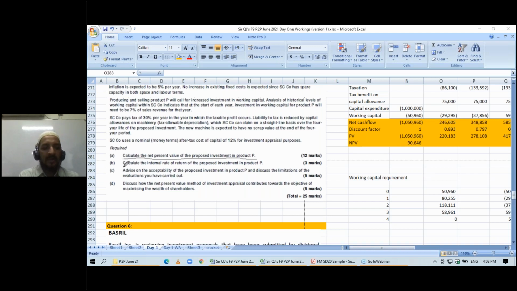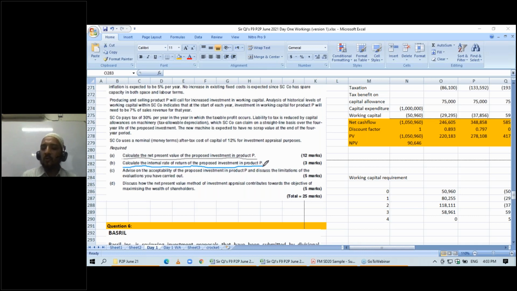So requirement B is: calculate the internal rate of return of the proposed investment in product P. So now what is internal rate of return? Let me define. Internal rate of return is the rate, the percentage at which the NPV of the project or the proposed investment is 0. The rate at which the NPV is 0. So we calculate this internal rate of return using the trial and error method.